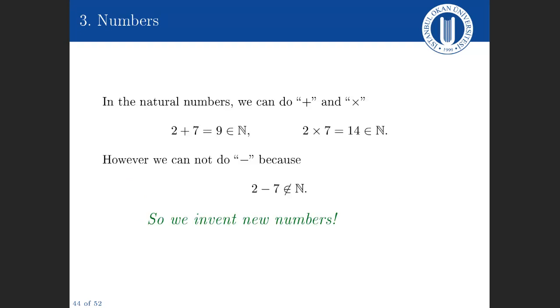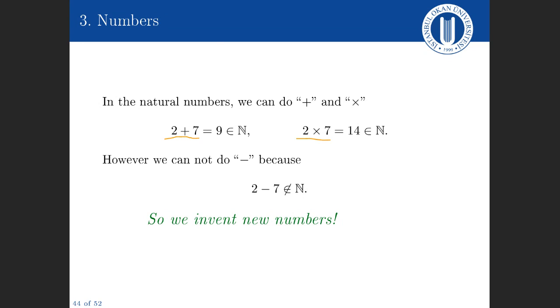Okay, so what do we do with natural numbers? In the natural numbers, we can do addition and multiplication. What I mean is, if we take two natural numbers, let's say 2 and 7, we can add them together and we still have a natural number. We can multiply them together. 2 multiplied by 7 is a natural number. This is true for any two natural numbers. If we multiply them together, we still have a natural number.